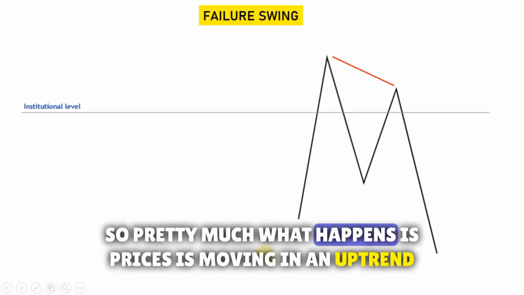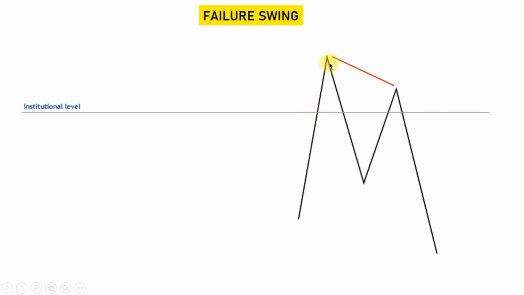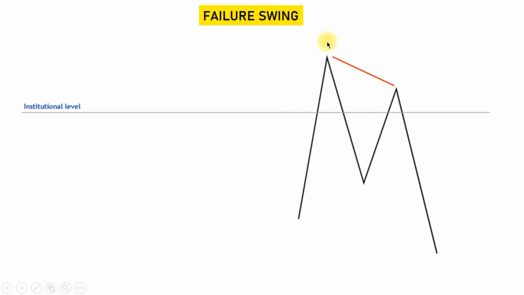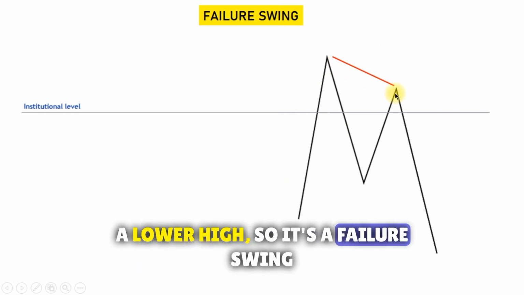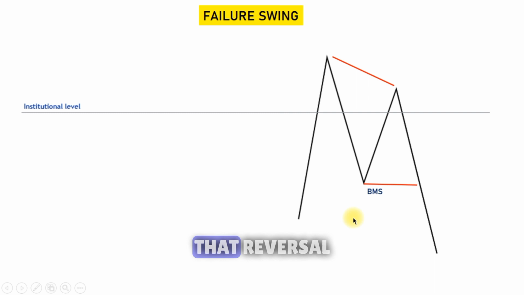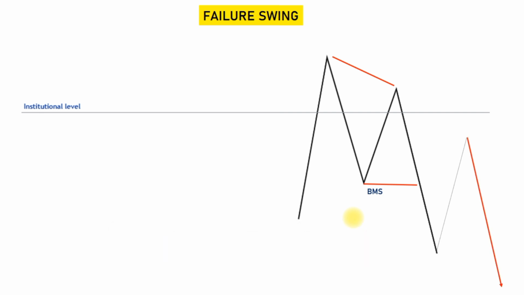So pretty much what happens is price is moving in an uptrend, creating higher highs and higher lows. But then for the first time, price fails to create a higher high, but instead creates a lower high. So it's a failure swing. And then the breaking market structure confirms that reversal. So what happens is price will retrace to premium and then sell off from there.